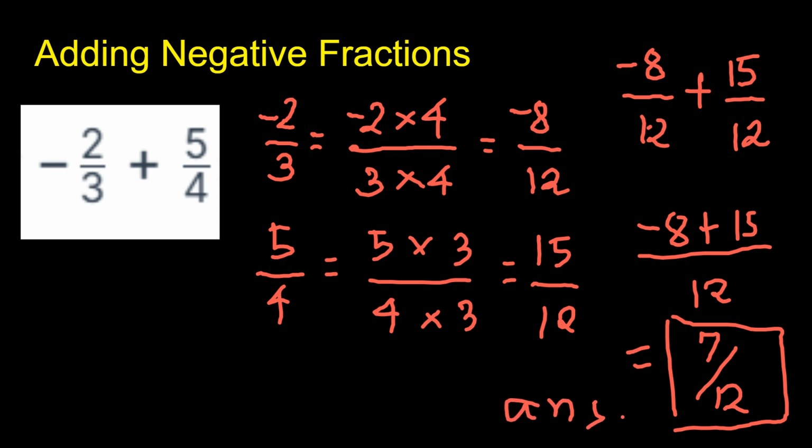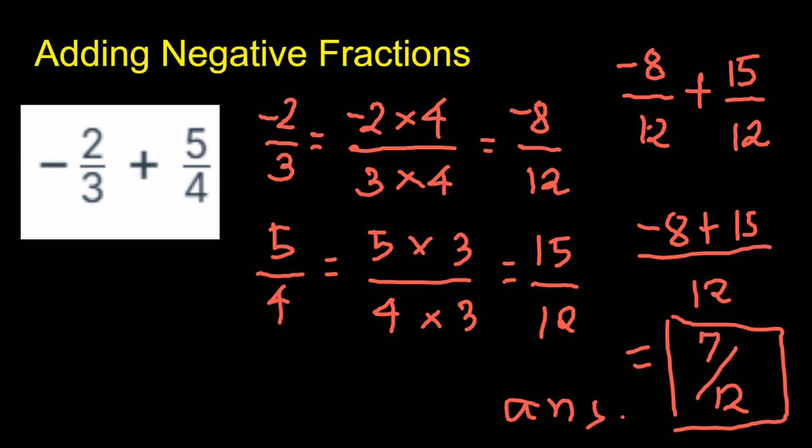Pretty easy, right? It's not just pretty easy, it is easy. So our answer for negative 2/3 plus 5/4 would be 7 over 12.